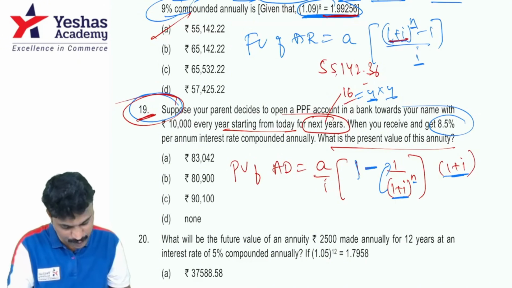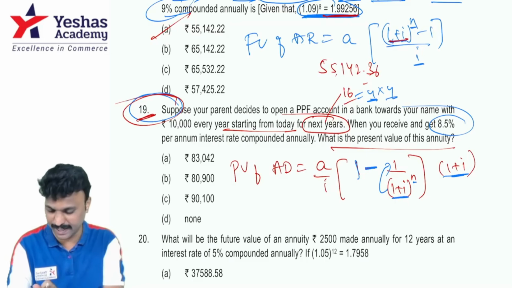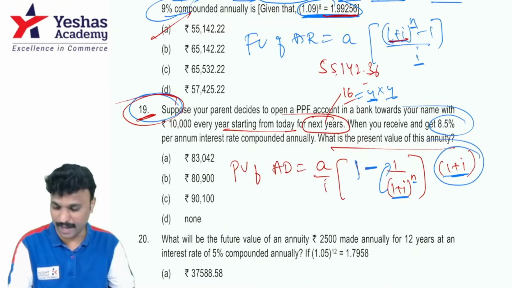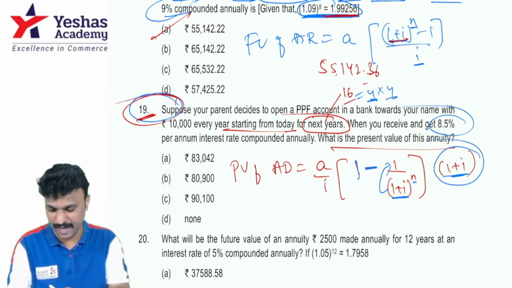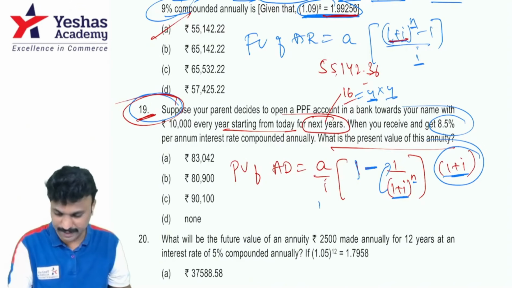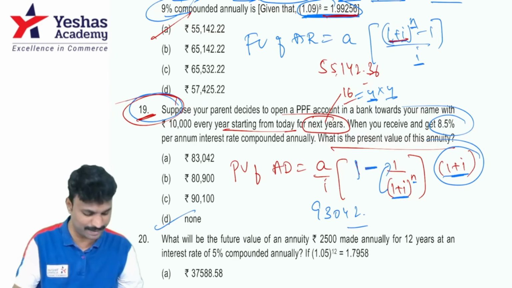What is my A actually? 10,000. Annuity is 10,000 divided by 8.5% into 1 plus I. What is my 1 plus I? It is in the memory. How do I recall? MRC. So press equal now. So 93,042 point something. That means none of this only is the right answer.